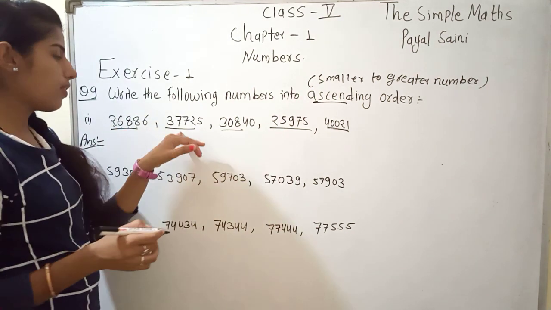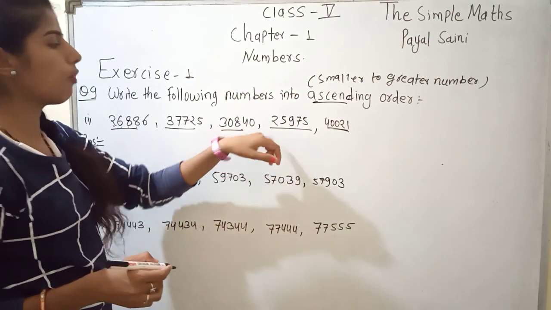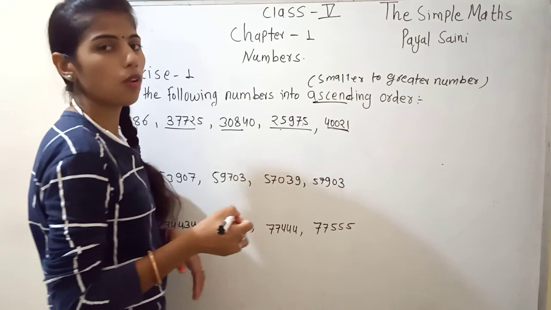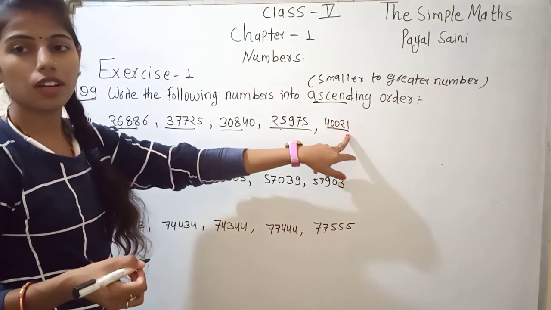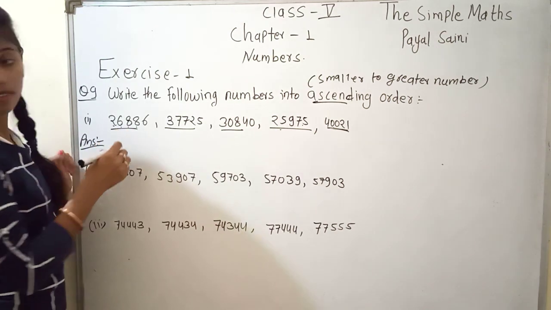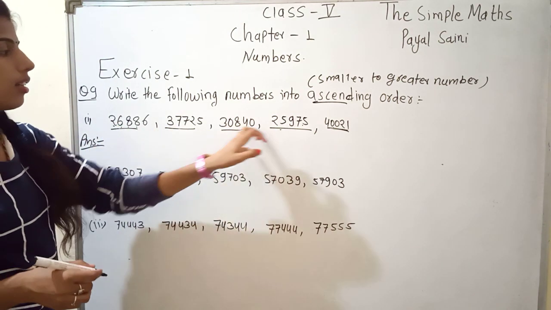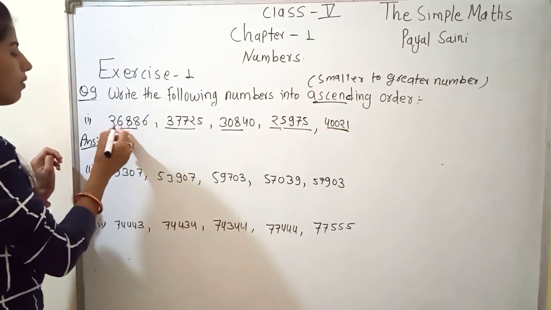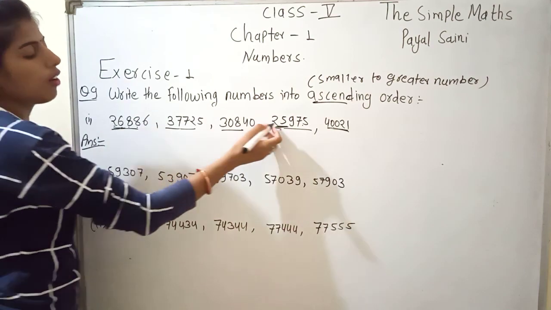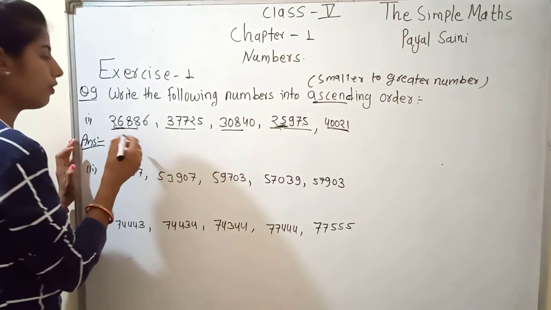When we read here 26,886, 37,725 and that is 30,840, 25,975 and that number is 40,021. When we see here starting from here is 26, 37, 30, 25 and 40. When we see here in this, the fourth is the first number. Why? Because here it is starting from 25,000.